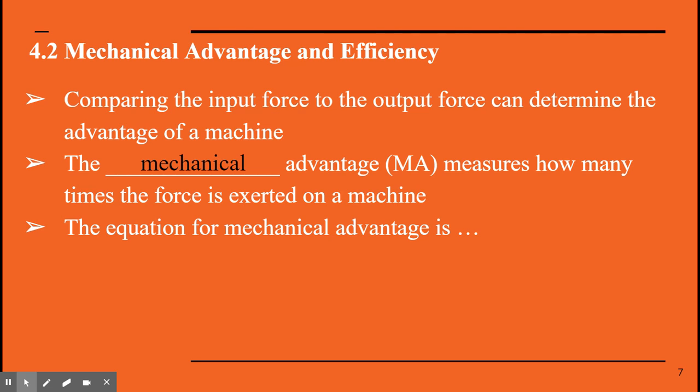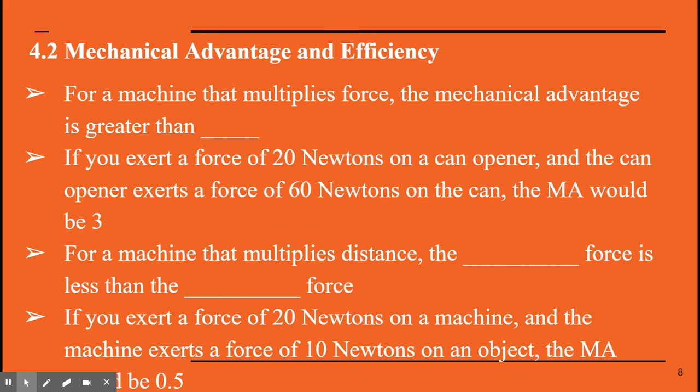The equation for mechanical advantage: you're going to take the output force and divide it by the input force, and you'll just get a lone number. Like if it's output force of 2.5, input force of 1, 2.5 over 1, it's 2.5. That's a quality machine. For machines that multiply force, we are hoping mechanical advantage is greater than 1. For the other ones, it may not be above 1, and it's really based on the type of machine that we're using.